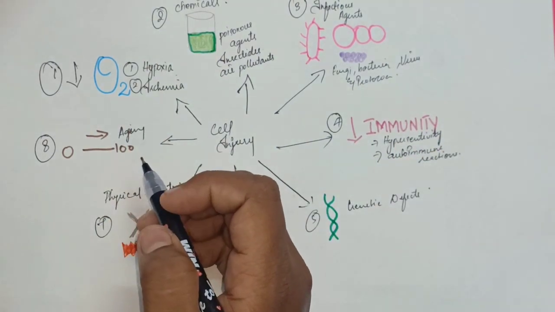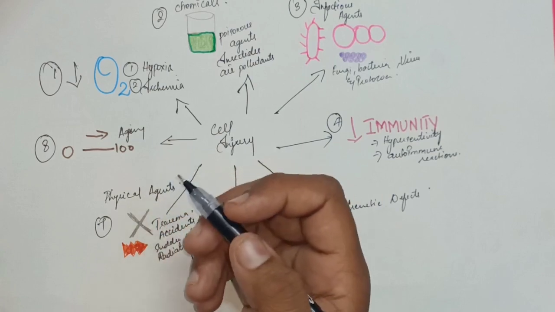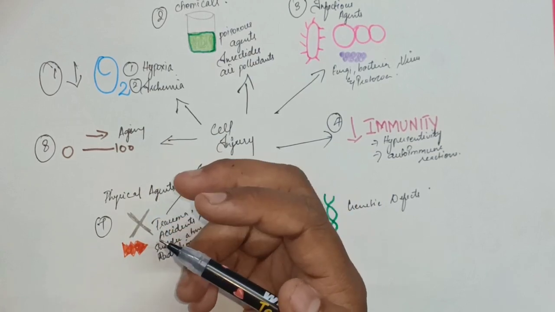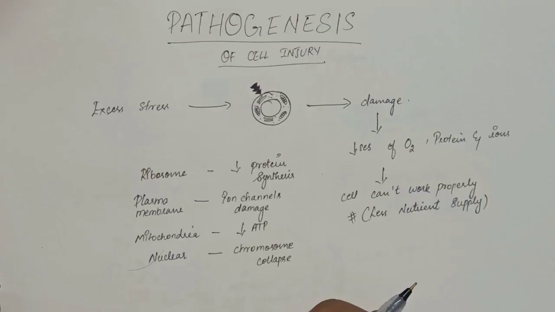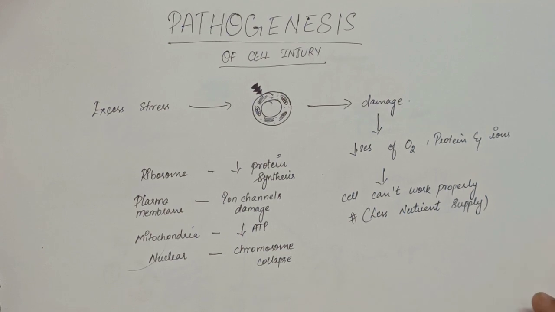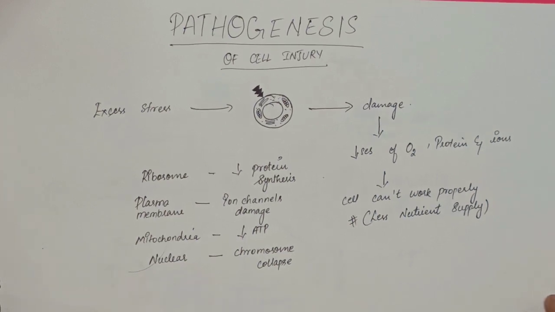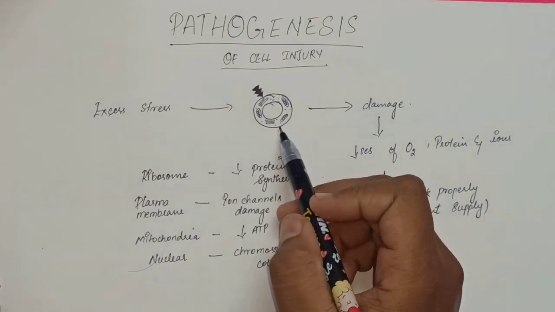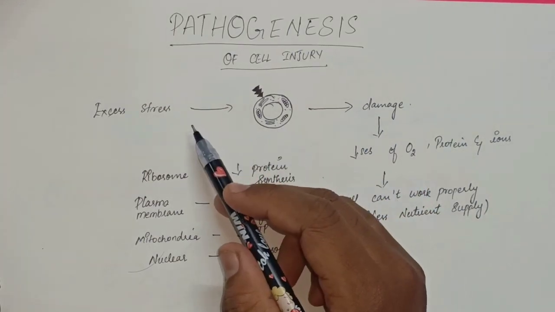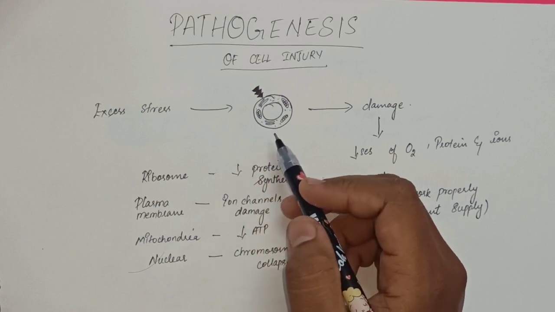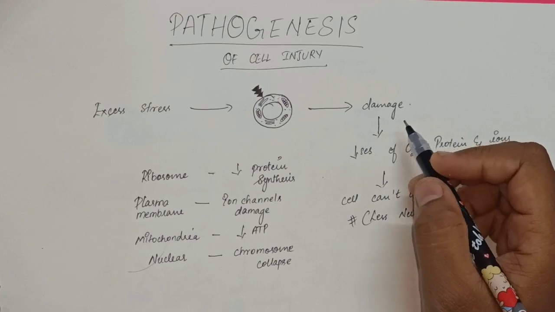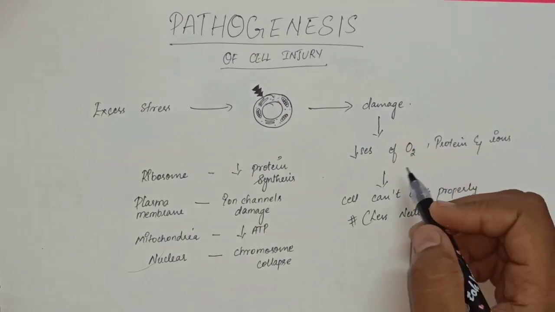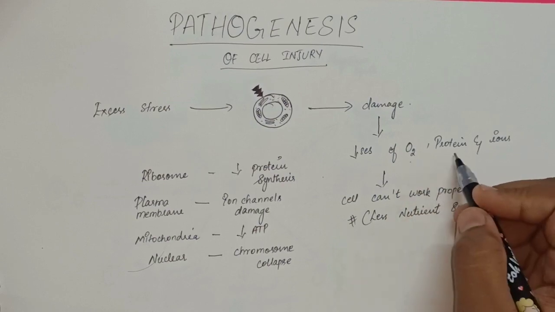Okay, let's move on to the pathogenesis. Okay, before that let's see, you have 8 causes. First is your oxygen deprivation, chemicals, infectious agent, immunological reaction, which includes hypersensitivity and autoimmune reaction. Okay, genetic defects, nutritional imbalance, physical agents and aging.